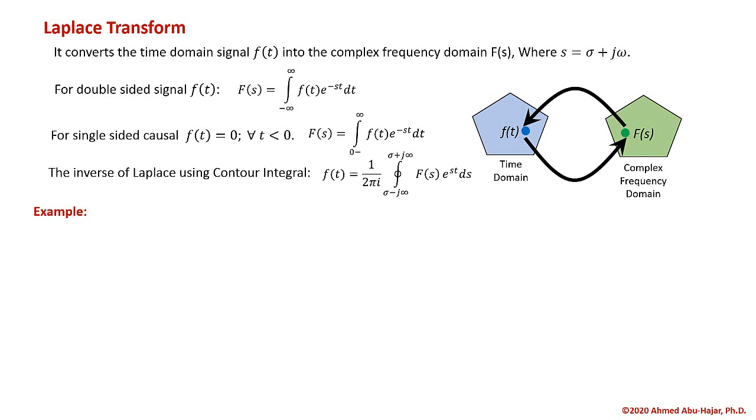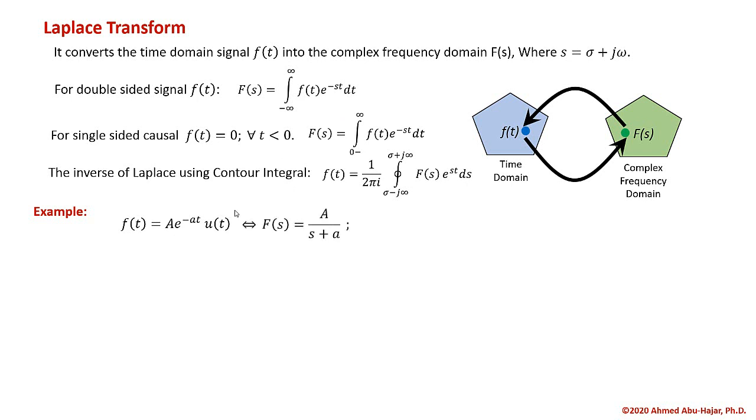So let's show you an example of how to obtain f of s for a given function. Here we're going to look at f of t equal to a times e to the minus at times u of t. This is a causal signal, because u of t is the step function. It is 0 for all t less than 0 and 1 for all t greater than or equal to 0. So if you multiply that by this, you end up with the function for t greater than 0, but it is 0 for t less than 0. So it becomes a causal signal.